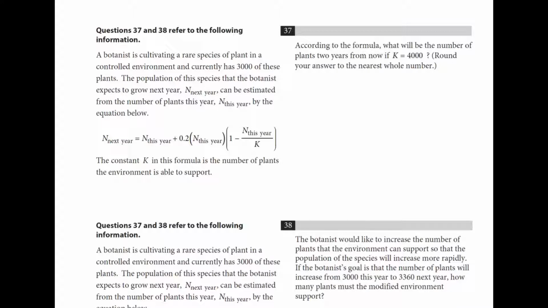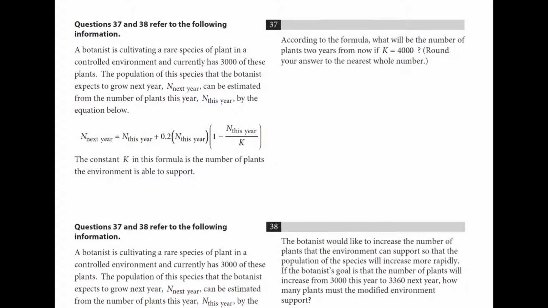37. According to the formula, what will be the number of plants 2 years from now if k is equal to 4,000? Round your answer to the nearest whole number. So to look at this formula briefly, the population of the species next year is equal to the population of the plant species this year plus 20% controlled for the maximum number of plants the environment is able to support. Since they're asking us to figure out the number of plants 2 years from now, we will have to apply this formula twice.